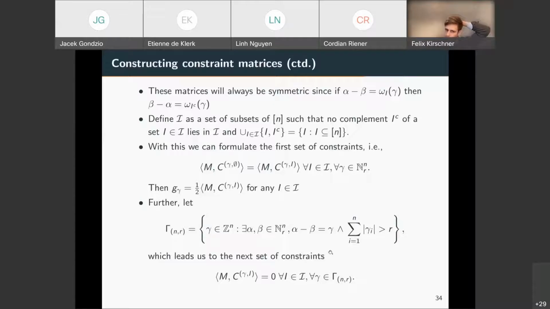And so what we then do to make sure these don't appear in the sum in the end is adding this set of constraints here: the inner product of M with C gamma i is equal to 0 for every i in script I, and for every gamma in big gamma in R.